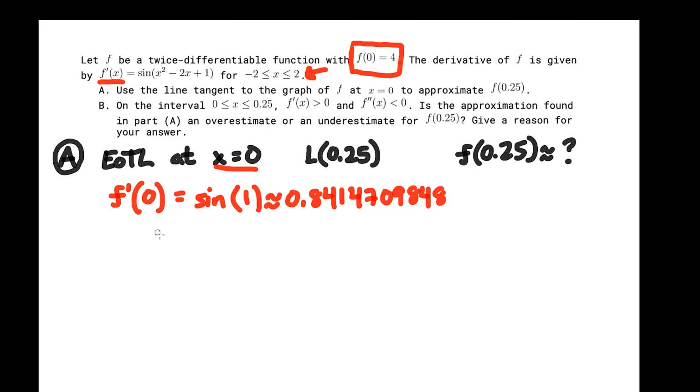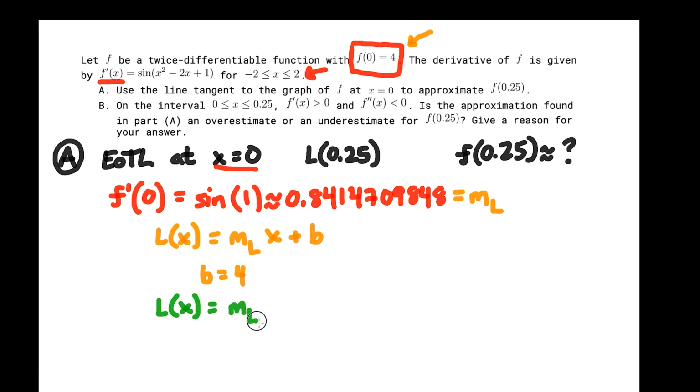Okay, so now our linear approximation equation is going to be equal to the slope of that linear approximation, so it's m sub L times x plus b, and you need to figure out the b. We're in luck because f of 0 is equal to 4, so that means b is equal to 4. So your linear approximation equation should be as follows: L of x is equal to m sub L x plus 4. I just don't feel like rewriting the slope, that's why I encapsulated it into this variable right here. Totally legal to do that.